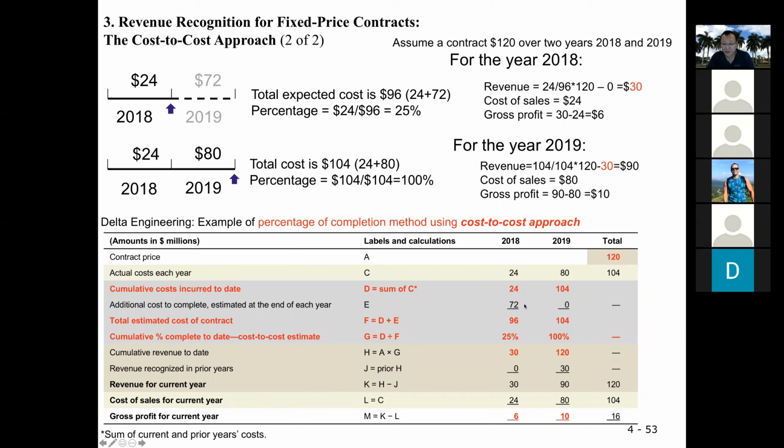So you can see here, you figured out 24 plus 72, and you figured out this 96, 25%. You recognize 30 revenue, and your gross profit is 6. Here, 104 total cost, 100%, and then you recognize 90. This is all the same as what I'm doing here. They show you all these calculations, but if you understand it, I think this is a very easy way to do it. I'm more concerned this table is going to confuse you. But the information is the same.